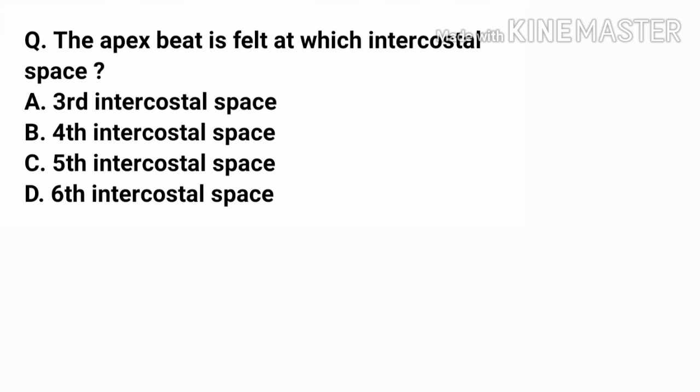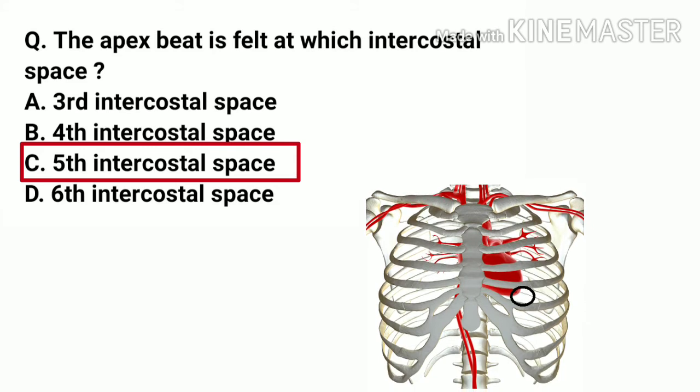The apex beat is felt at which intercostal space? A. Third intercostal space, B. Fourth intercostal space, C. Fifth intercostal space, D. Sixth intercostal space. And the right answer is C. Fifth intercostal space. The apex beat, also called apical pulse.